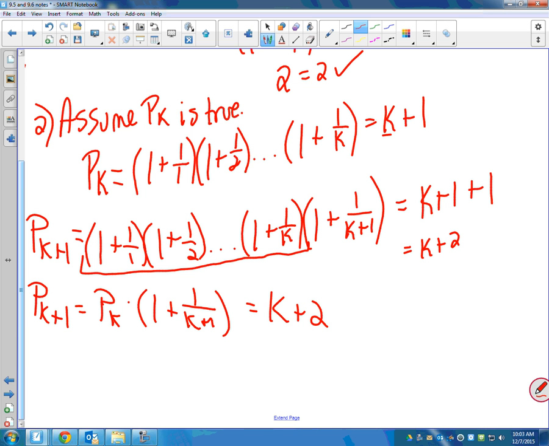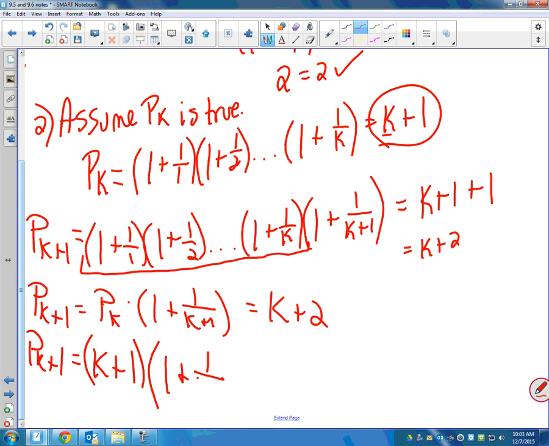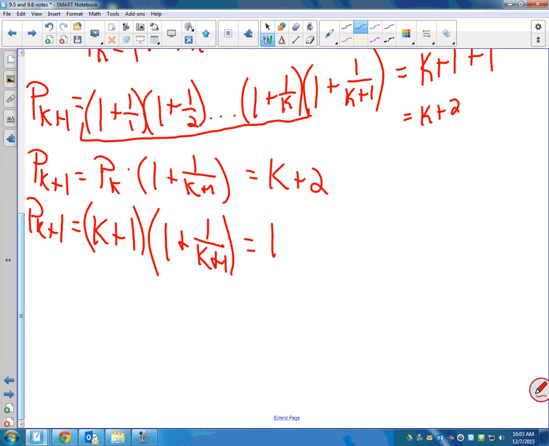And where do I get what I plug in there? What do I plug in? Yep, P sub k, right here. So now we write that step out. We know P sub k adds up to that. So I can replace this with k plus 1 times 1 plus 1 over k plus 1 equals k plus 2. Well, dang it. Those don't look like they equal each other. And they're fractions, which means I better just stop, right?